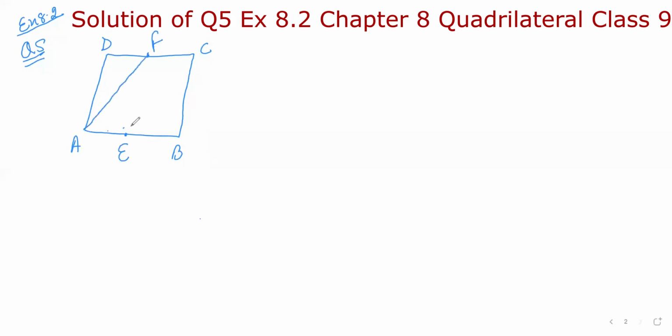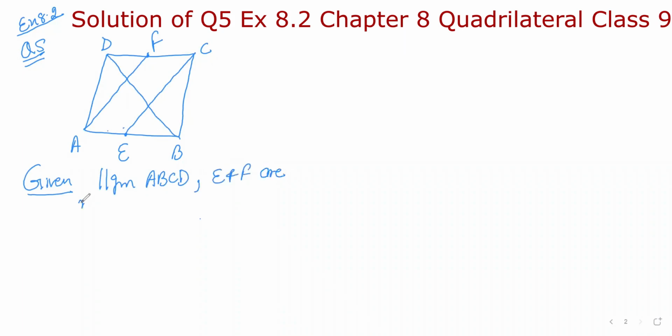This is the line segment AF. This is the line segment CE. This trisect. What do you mean by trisect? We will write given. First, we will write parallelogram ABCD, and also E and F are midpoints of AB and CD. This is what I have.